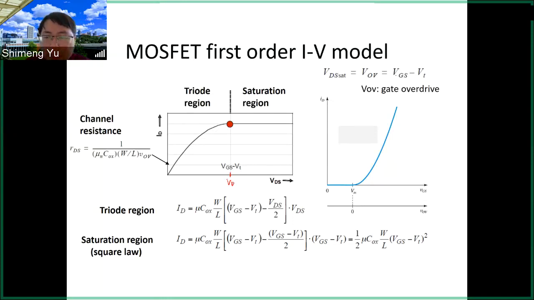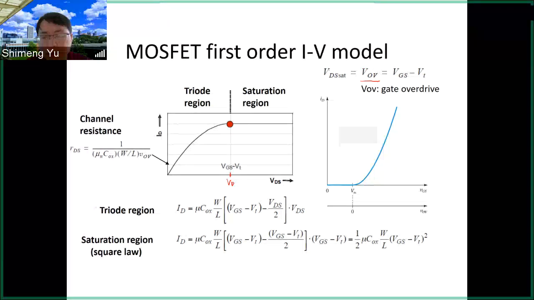And this VGS minus VT is defined as a VD set. It's a turning point. And also you will see that we will give another name for this one. It's called VOV. And this is defined as the gate overdrive voltage. It's the same number but different definitions. So here we also call it gate overdrive VOV, which is VGS minus VT.